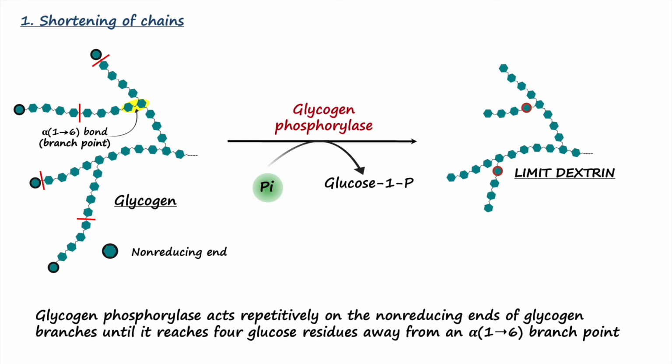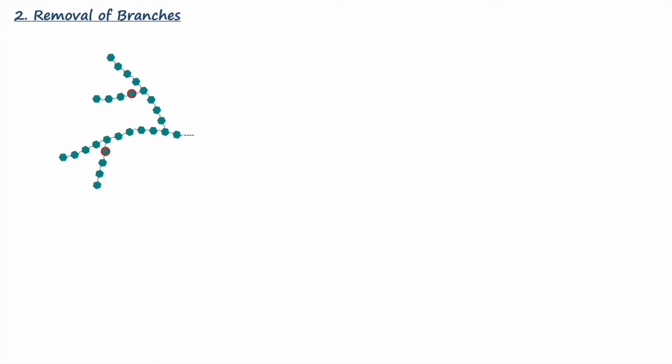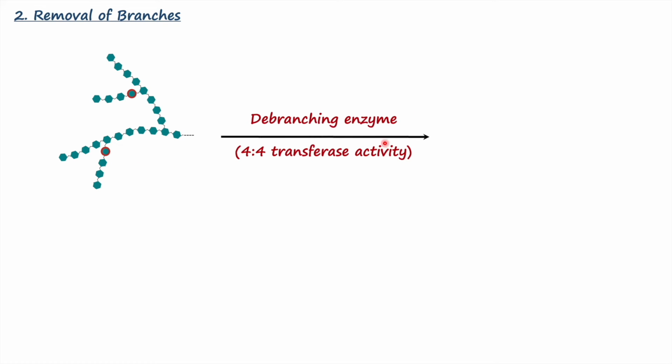So the next step in glycogenolysis is the removal of branches. This is the resulting structure from the previous step of shortening of glycogen chain by glycogen phosphorylase enzyme. In this step, glycogen residues which are located near the branch are removed in a two-step process which requires a bifunctional debranching enzyme.